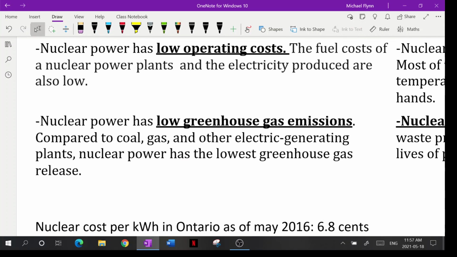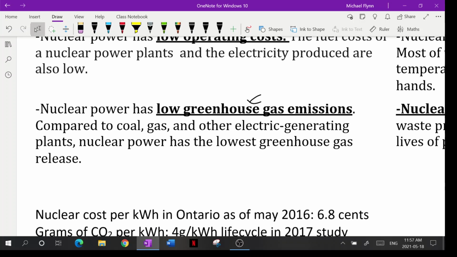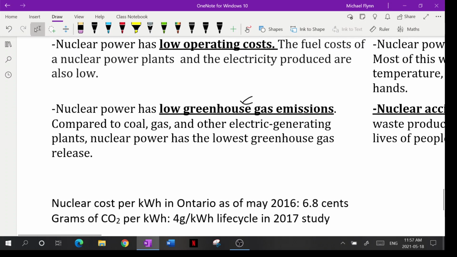Anyway, nuclear power, this is a big one too. Low greenhouse gas emissions. Basically, there are no greenhouse gas emissions, but it does take some greenhouse gas emissions when you're building the plant. So it has very low greenhouse gases, and that is key in the 21st century. We want to reduce our carbon emissions because global warming could become a catastrophe for our planet. So lowering greenhouse gas emissions, those are all good things about nuclear power.